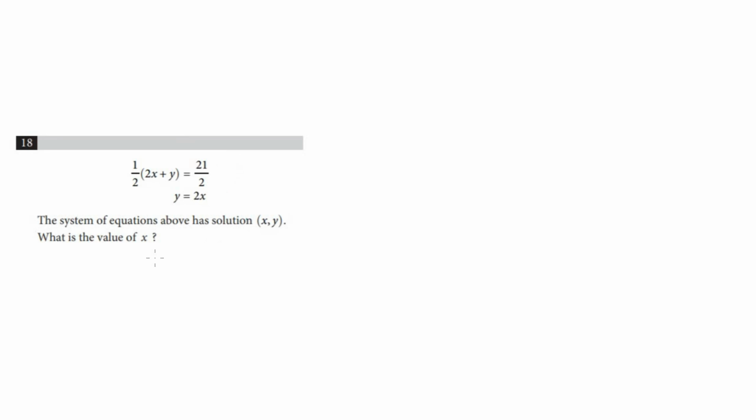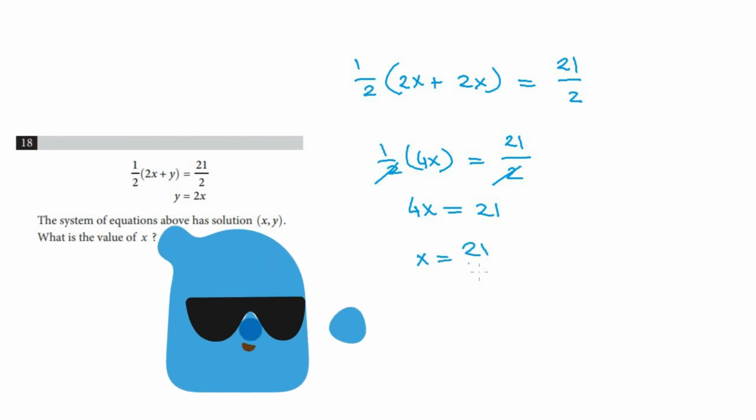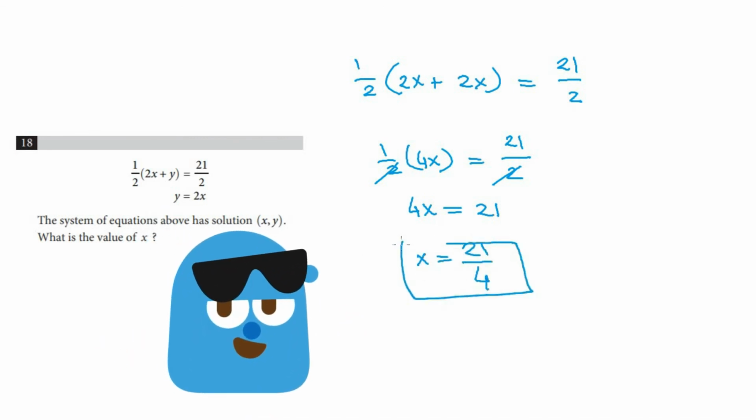For this problem, we have to find the value of x. So we start by substituting y equals 2x in the first equation. So we get half times 2x plus 2x equals 21 by 2. So this is equal to half times 4x equals 21 by 2. We can cancel 2 from both sides. So 4x equals 21, or x equals 21 by 4. This is the answer.